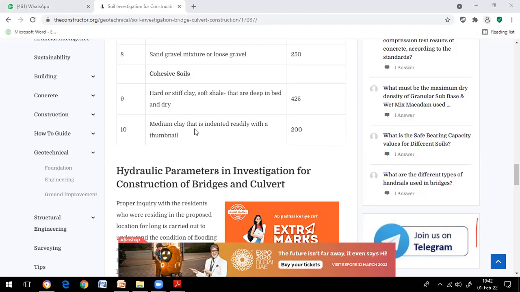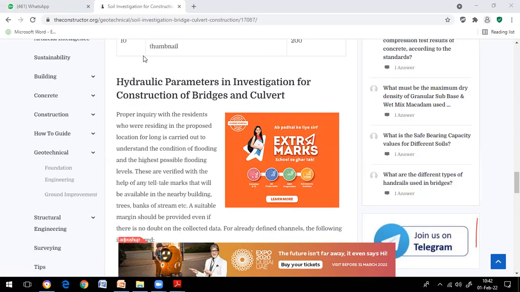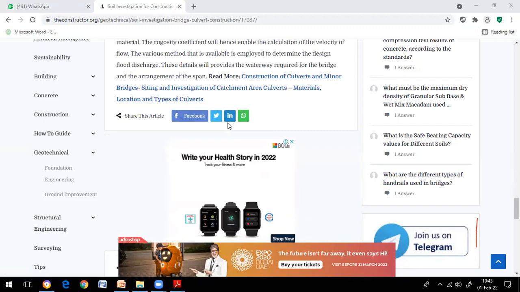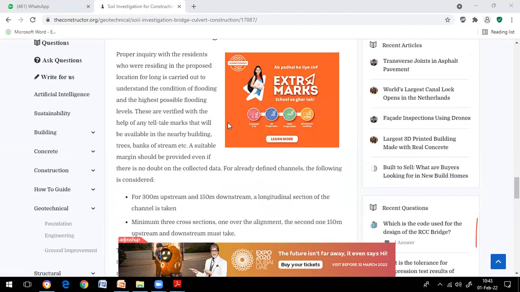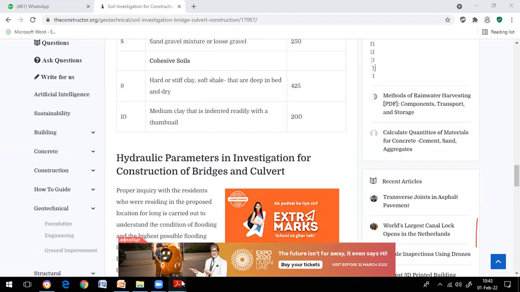Based on these bearing capacities of soils, one has to decide which type of foundation and which type of bridge is recommendable at that particular location. Understand? This is very important. I will share a link with you which gives even the hydraulic parameters investigation for construction of bridges and culverts. I think we have all seen these different hydraulic values and what data is to be recommended for the design of bridges.